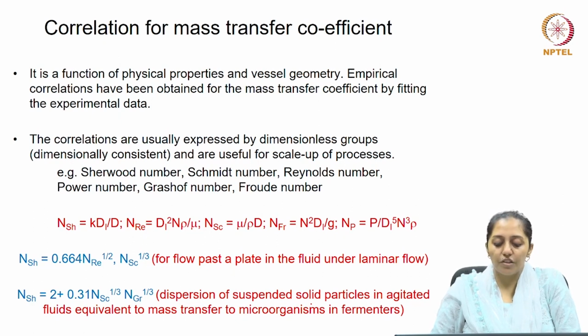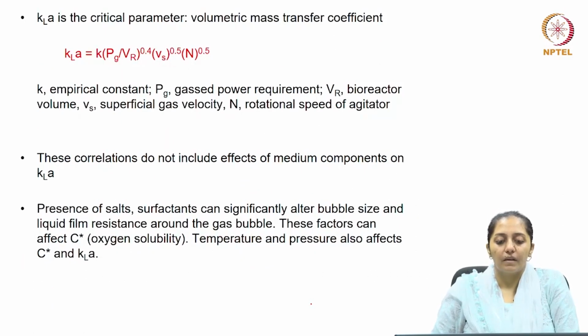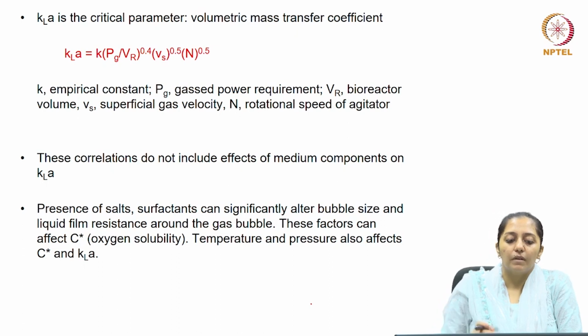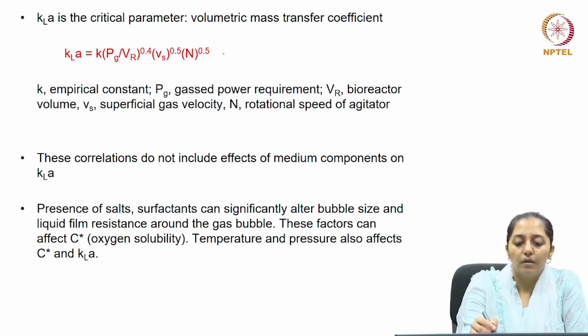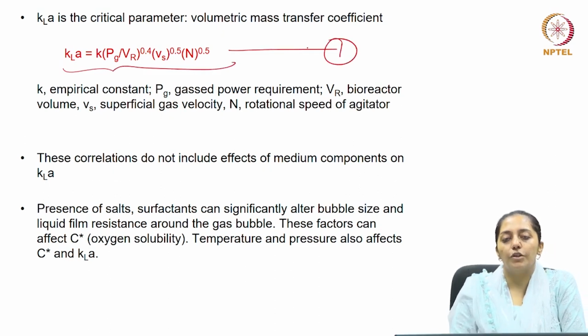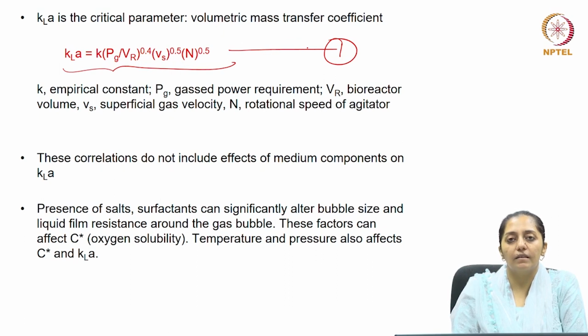So, one such relationship here has been used to determine how KLa can be a function of various other reactor operating parameters like the gassed power requirement, the volume of the reactor, superficial gas velocity, and the RPM of the impeller. So, this equation is one such empirical relationship to determine the volumetric mass transfer coefficient.